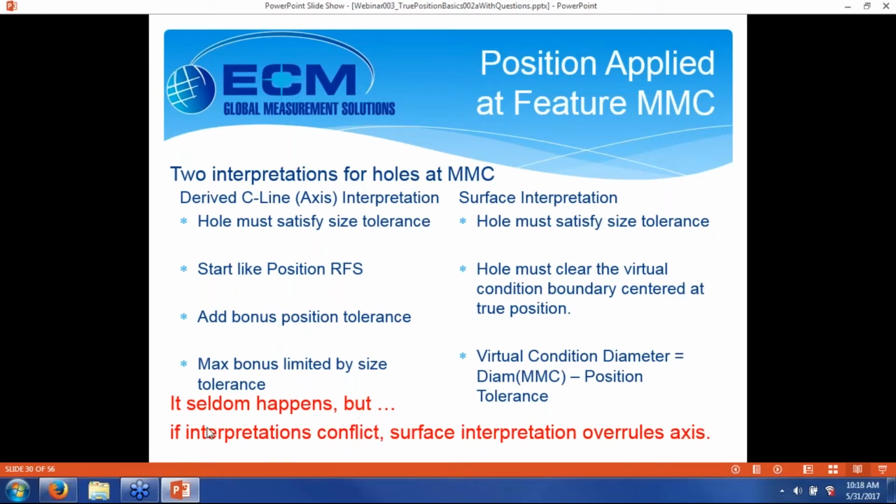It seldom happens, but if interpretations conflict, the surface interpretation overrules the axis interpretation. I've never seen it, and most people don't even consider the possibility, but it's just something to think about. You might bump into it on a job someday. Maybe you'll have a really tough customer who wants you to use surface interpretation or prove that your axis interpretation is good enough. And that can be a hard time.